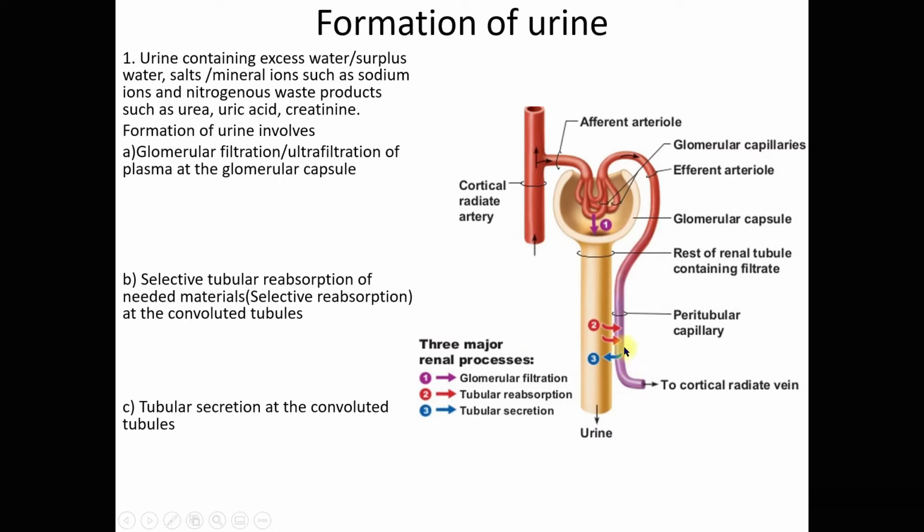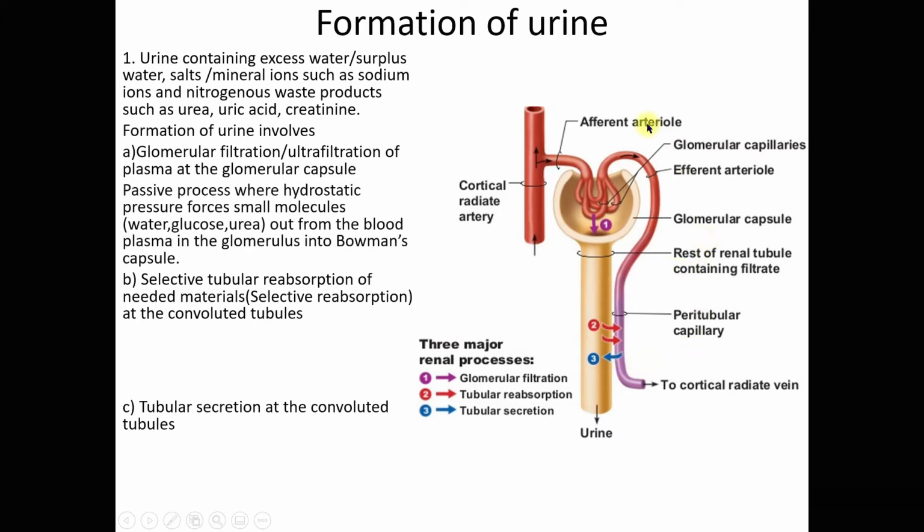And then the third stage is tubular secretion. Tubular secretion at the convoluted tubules. Again, I mentioned convoluted tubules. So this tubular secretion occurs at the proximal convoluted tubules and at the distal convoluted tubules.